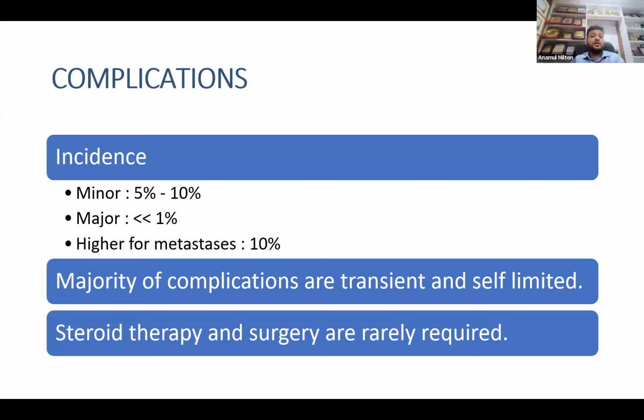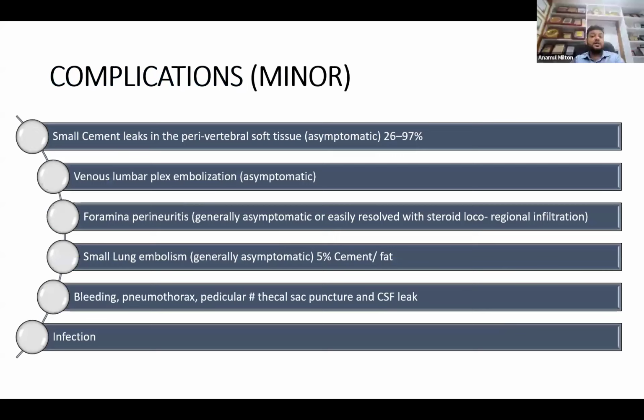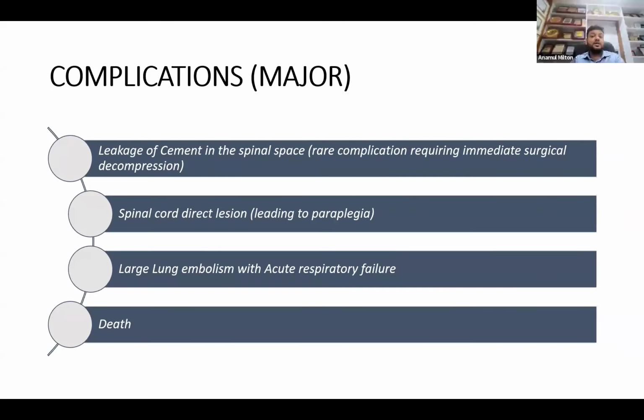Another is surgery, which is very rarely needed, but if the patient has very severe compression and a lot of cement leakage, then it may be needed. Other complications include small cement leakage, very commonly into the paravertebral soft tissue area or other places, and venous plexus and other embolism may happen. Another is perineuritis; if it is there, you can advise according to the patient. Small lung embolism may happen, bleeding, pneumothorax, pedicular fracture, infection, and other major things.